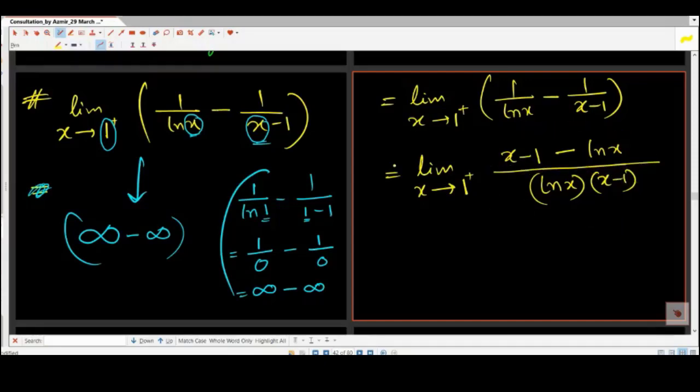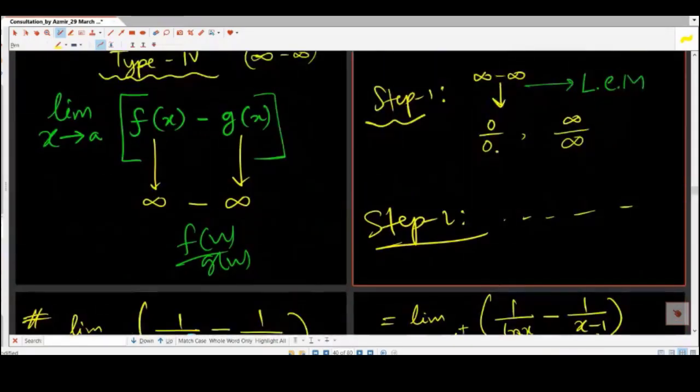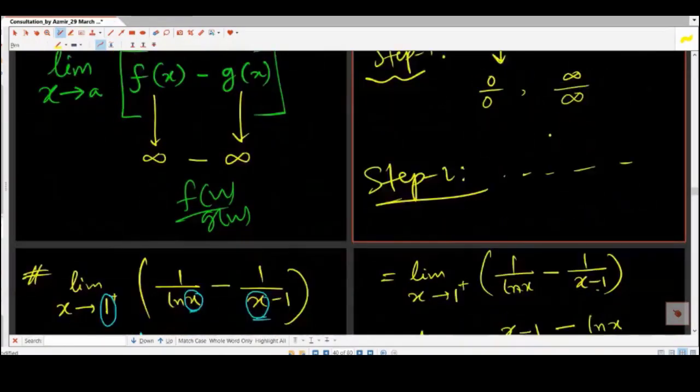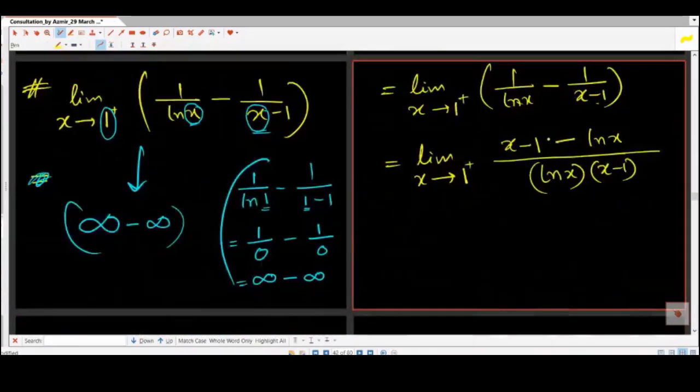So what concept have we used here? We have applied the concept of LCM. We have combined these two functions so that we have a single function, and it is now in f of x over g of x form. So this is the time to check whether it is 0 over 0 or infinity over infinity or not. Definitely, if your LCM is correct, we must have 0 over 0 or infinity over infinity type.